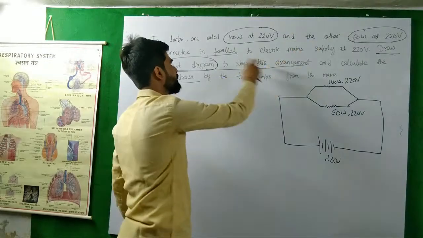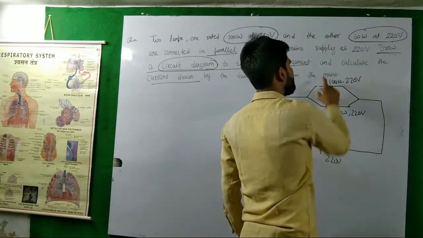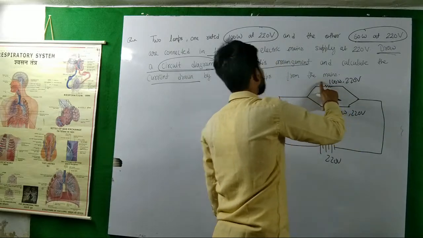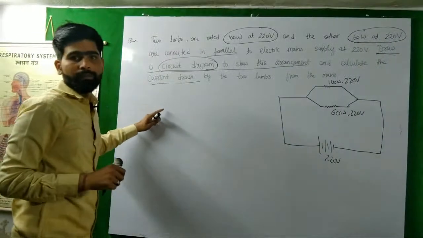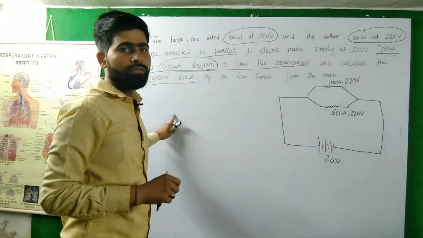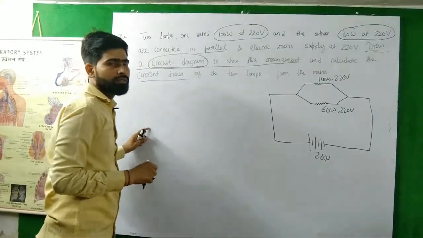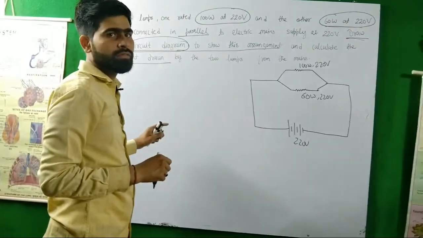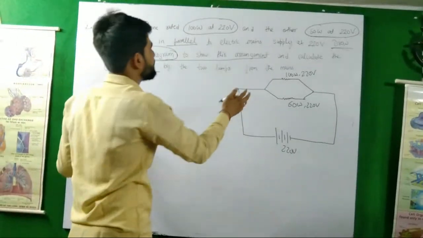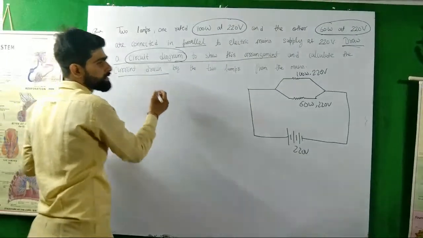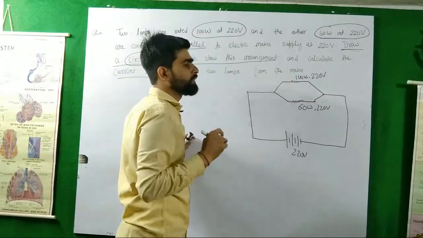For this arrangement, we take both lamps. The first lamp is here and the second is here. Both lamps are connected in parallel. Now we have to find the current. First of all we have to find the resistance, and thereafter we can find the current.